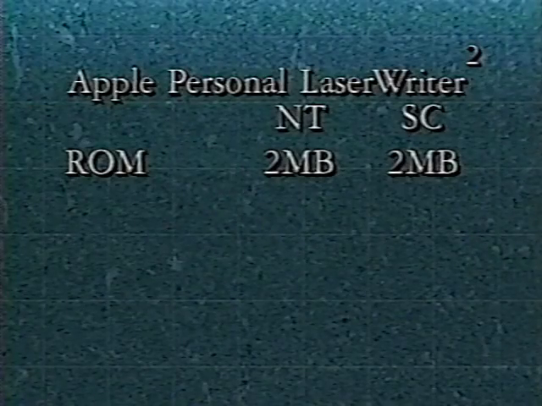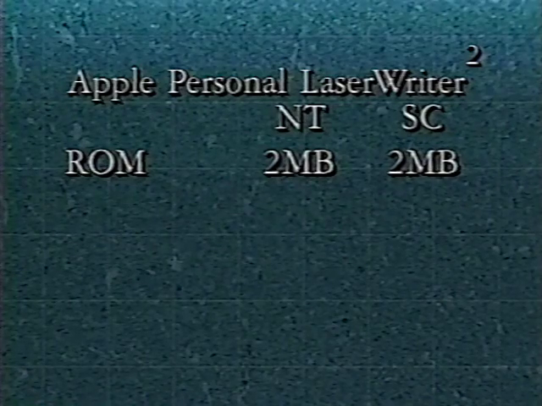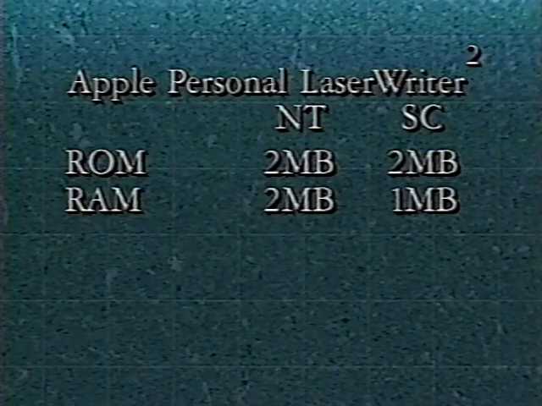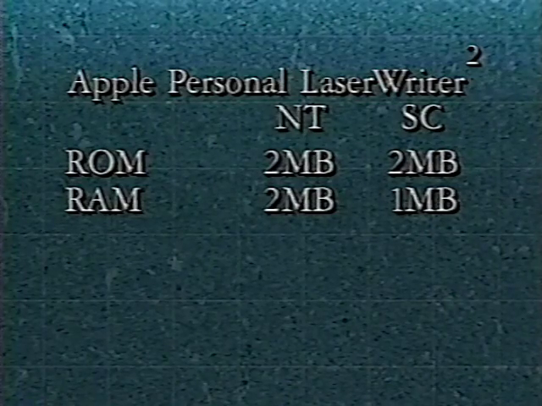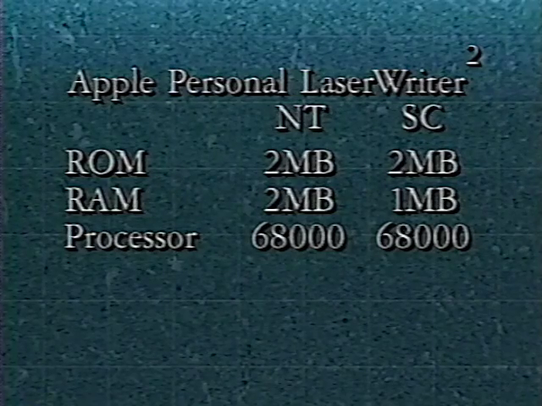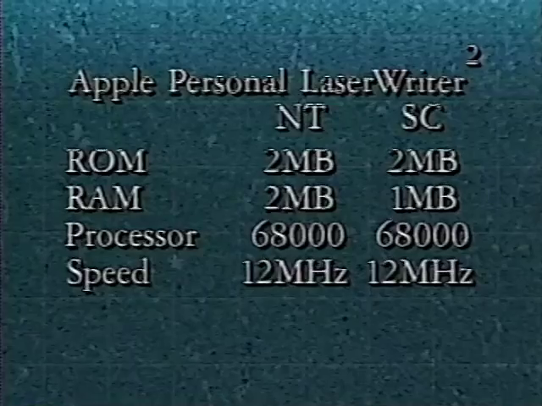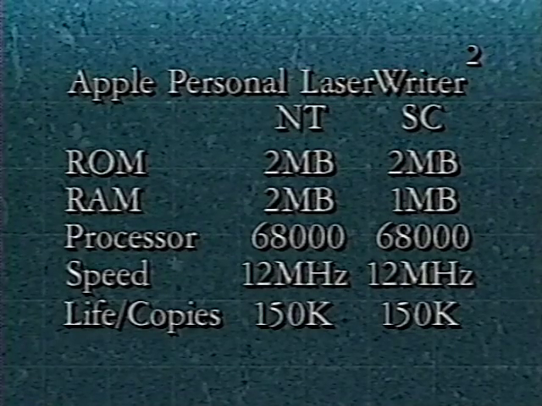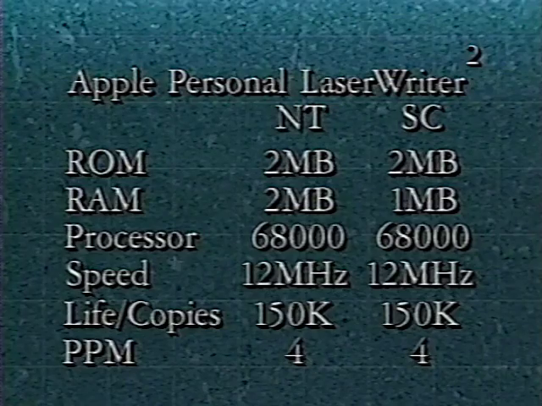Both the Personal LaserWriter NT and SC have 2 megabytes of ROM. The Personal LaserWriter NT has 2 megabytes of RAM, and the SC has 1. Additional RAM can be added to the Personal LaserWriter NT. Both use the Motorola 68000 processor and operate at 12 megahertz. Both have a service life of approximately 150,000 copies and print at 4 pages per minute. This is half the speed and life of the LaserWriter Plus and LaserWriter 2.